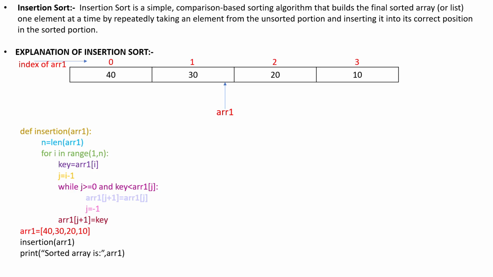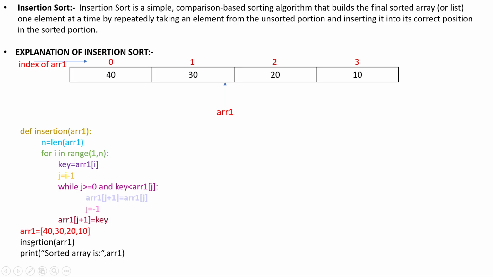Here I have taken one example of Python code. I have taken the same elements as in bubble sort, that is 40, 30, 20, and 10, which have the index 0, 1, 2, and 3. I have given a name to my array, that is ARR1. Same as in the last video I uploaded, I have taken the elements ARR1 as 40, 30, 20, and 10.